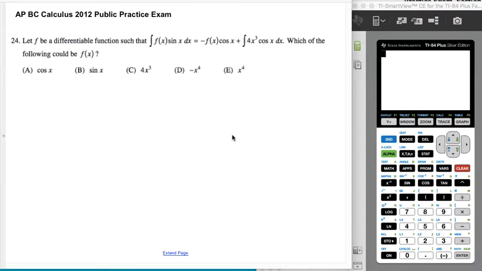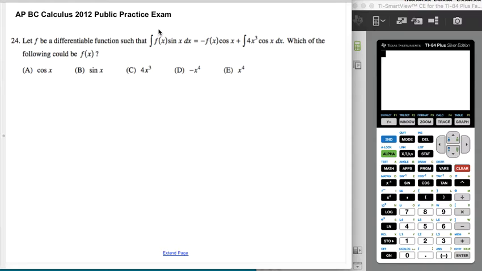All right, let f be a differentiable function such that the integral of f of x sine x dx is equal to negative f of x cosine x plus the integral of 4x cubed cosine x dx. Which of the following could be f? This is definitely a parts question, right? This is parts.